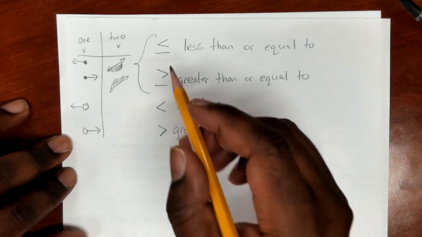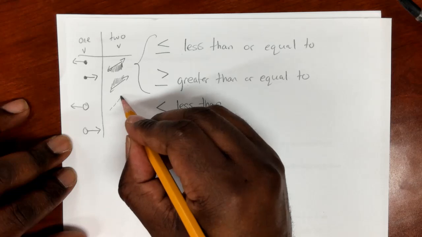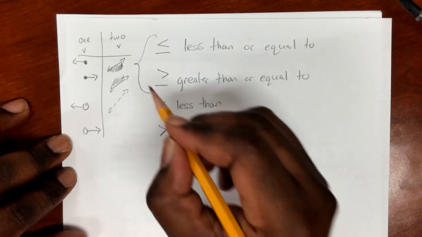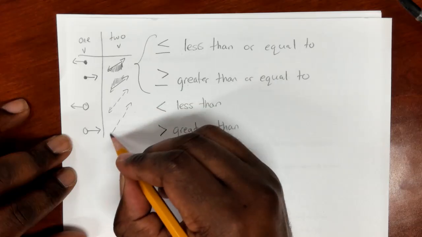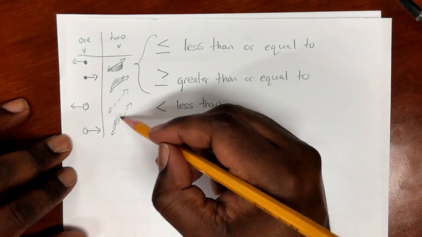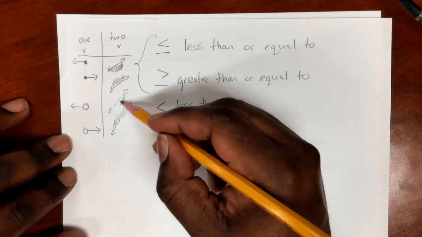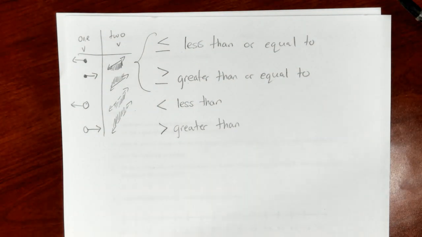Now for this one down here, this is just strictly less than, so you're going to have a dashed line. And the same thing for this one, a dashed line as well. So greater than is going to be everything on top of this dashed line. Less than is going to be everything below this dashed line. So that's how we do that. If you need to stop, pause, and write this down, then that's fine.